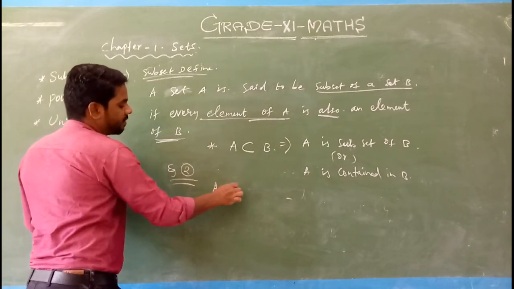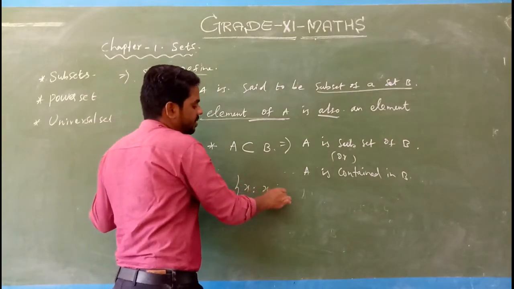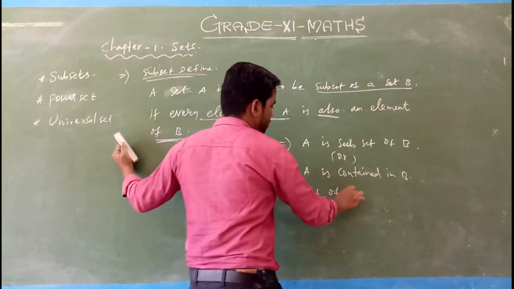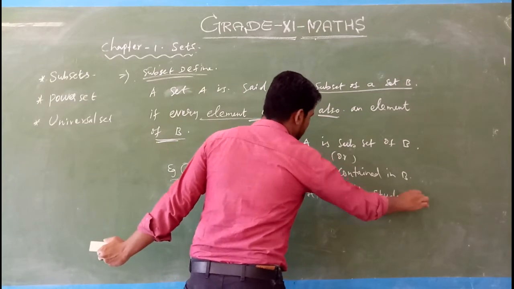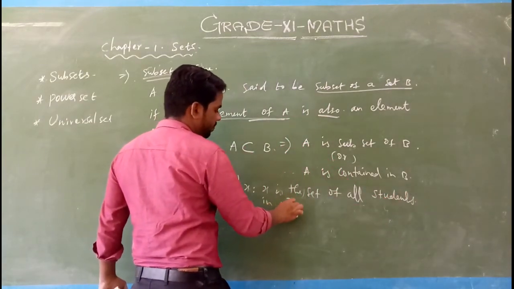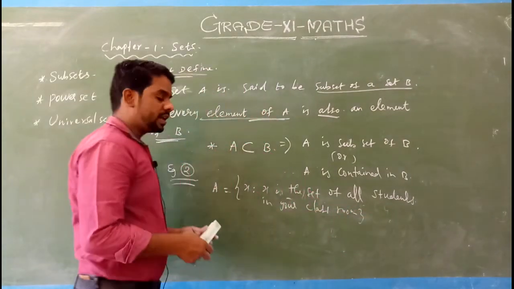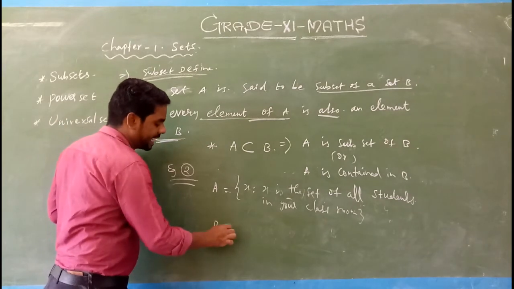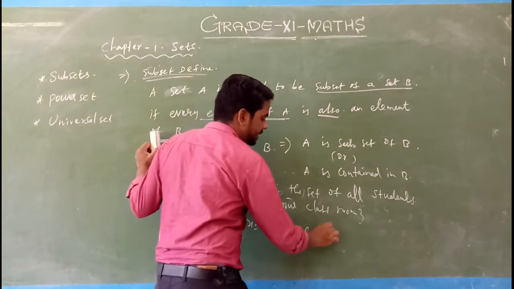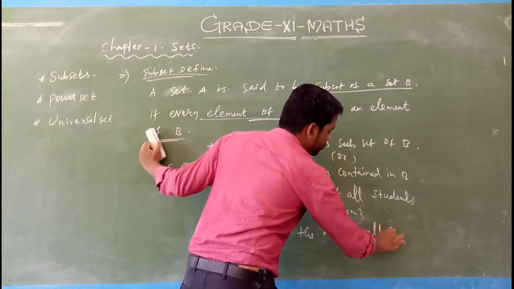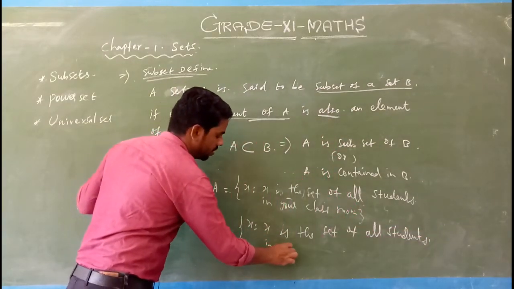Let us say A is equal to the set of all x such that x is a student. Therefore, all students in your class. Okay, right. Next, let us consider the second set B as the set of all x such that x is a student in your school.